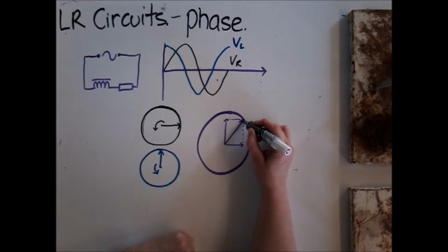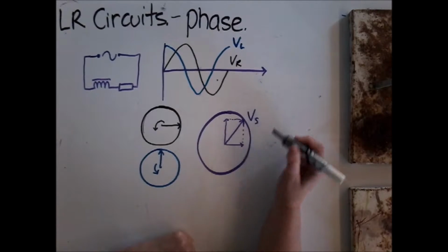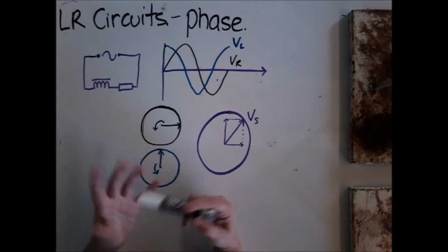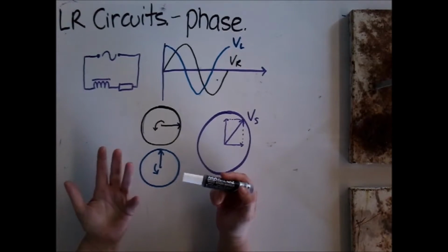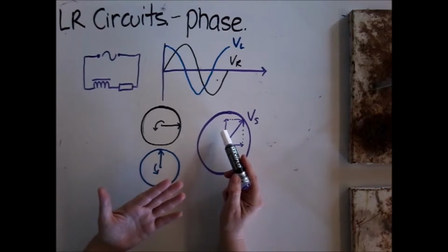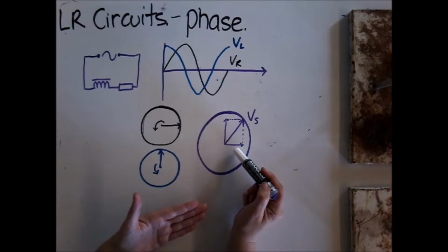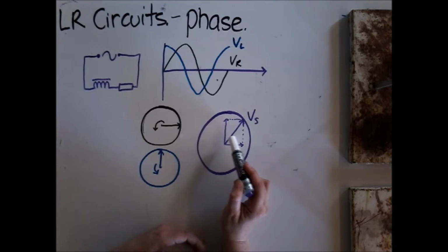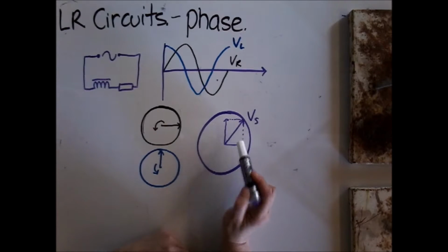Okay, and oh look, I even managed to draw it nicely. There's our supply voltage. So what we can say is that the voltage across the inductor and the voltage across the resistor are out of phase. The inductor voltage leads the resistor voltage by 90 degrees. The supply voltage we can find using Pythagoras when we know these two things.